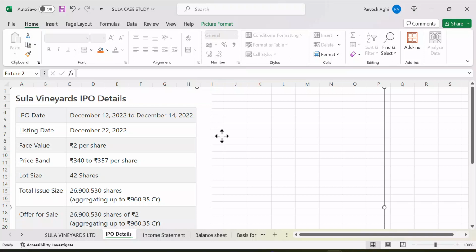Okay. Now I just told you that there should be a maximum gap of how much? 20%. If it is 340, then 20% would come to 68, and 68 plus 340 it can go up to 408 rupees, isn't it? The price band could have gone to 408, but the company announced 340 to 357.